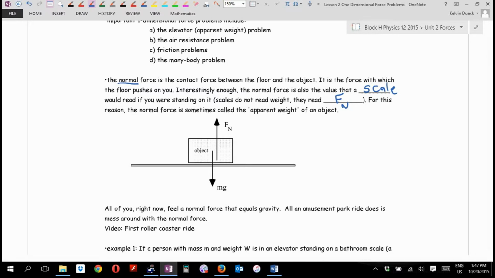What you all think of as your weight is actually the normal force. What you think of as your weight is not gravity. It's the normal force. In fact, we call it the apparent weight, the weight that you feel you are. That's why on an amusement park ride, when you feel heavier, say if the roller coaster is at the bottom of the hill and pulling up or going through the loop, has gravity changed? No. What's changed? The normal force.